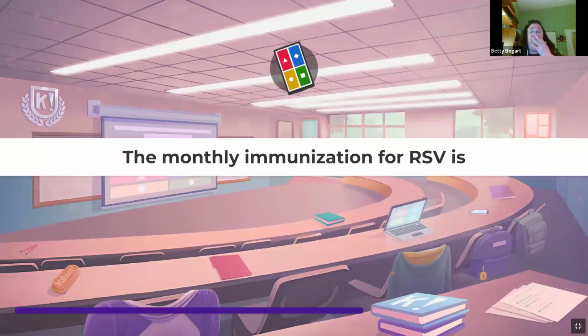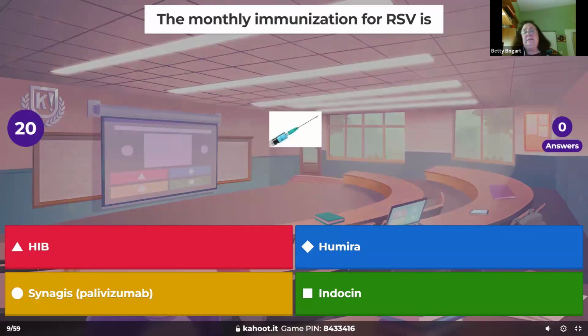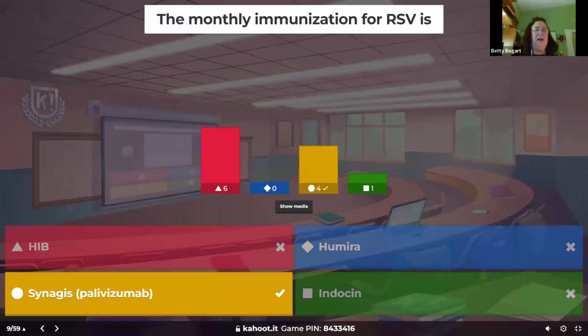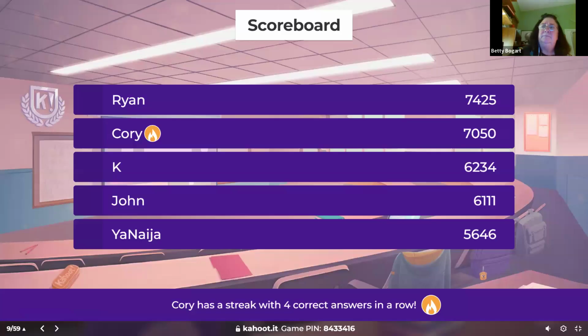The monthly immunization for RSV is, remember, we give this to the premature children, infants with congenital heart defects, respiratory problems, other immunosuppressed type things. We don't want them to get RSV. They can't handle it. It's called Synagis or palivizumab. Be aware of those names. You're going to see those over and over again.